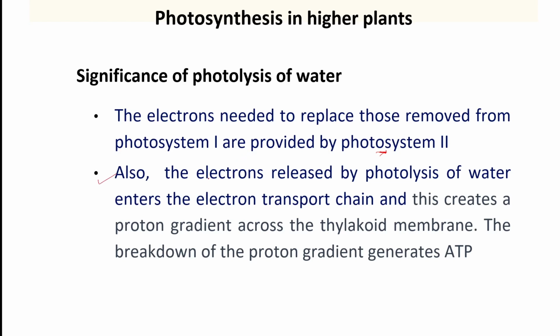Another important point to remember is that as the electrons are released from photolysis of water, these electrons enter the electron transport chain. And this transfer of the electron from one molecule to another creates a proton gradient. This proton gradient, which is created across the thylakoid membrane, is very important for the generation of ATP. We will study in the chemiosmotic hypothesis later how ATP is generated by the breakdown of the proton gradient. First, the proton gradient is created by the movement of the electrons across the electron transport chain, and then there is a breakdown of this proton gradient which leads to the generation of ATP.